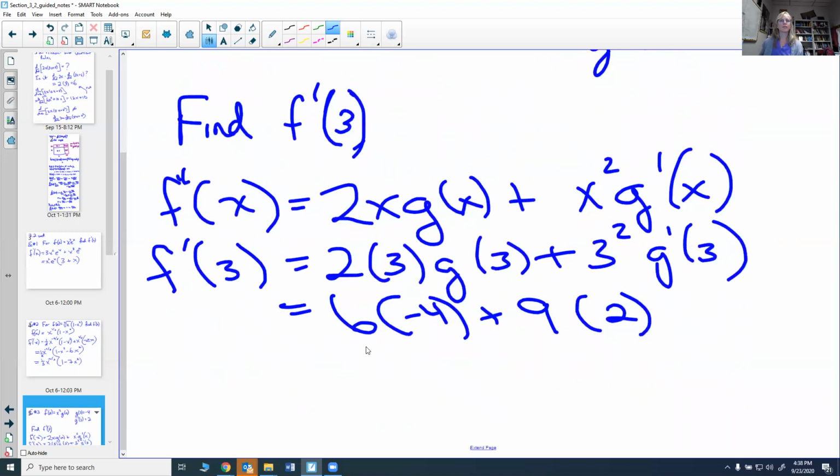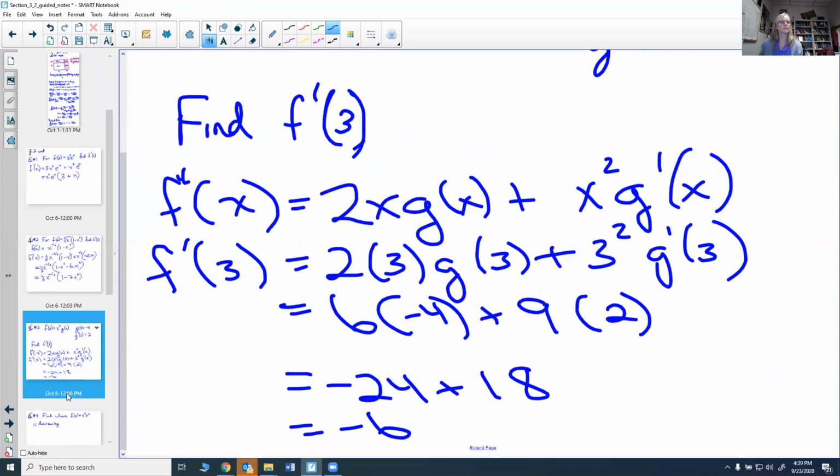So even though I didn't have the actual function for g, I had values for g. So g is still a function. I can still do everything with it. And 6 times -4 is -24, plus 18. And that's going to give me -6. So I can still do that even though you don't actually have the actual function. You can still find these derivatives.